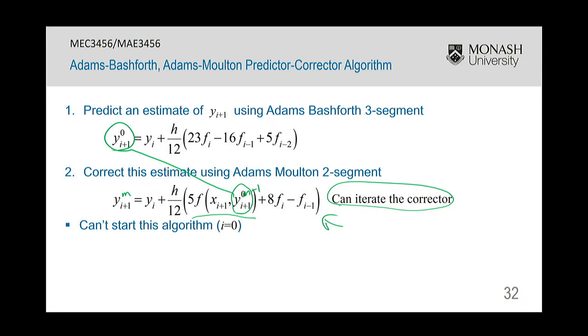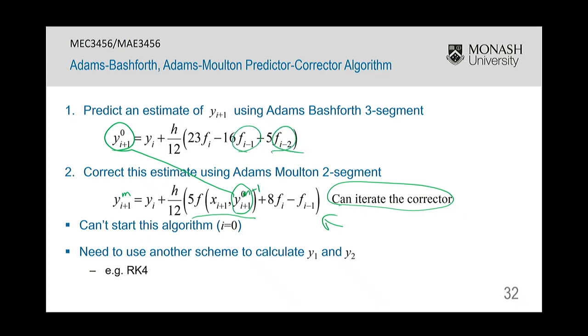Of course, we can't start this algorithm with i equal to 0 because we don't know what f_{i-1} and f_{i-2} are equal to, so we need to use another scheme to calculate our first two estimates, y_1 and y_2. So for example, we might use an RK4 scheme to do the first couple of steps and then move into the Adams-Bashforth, Adams-Moulton predictor corrector.